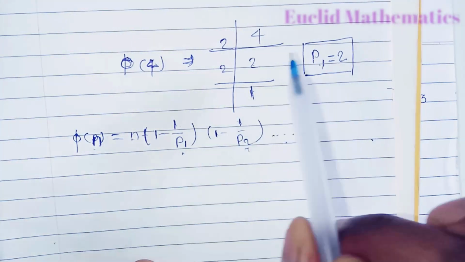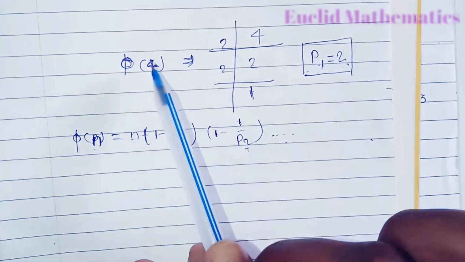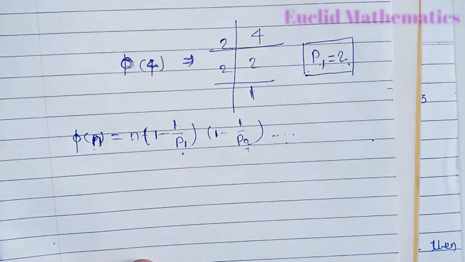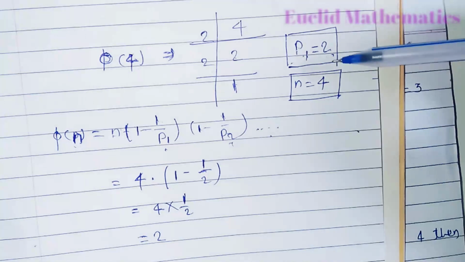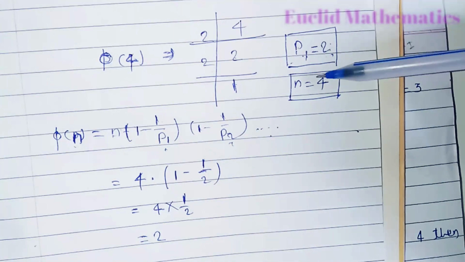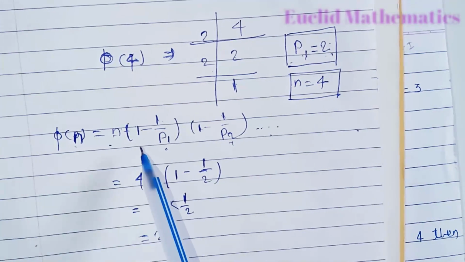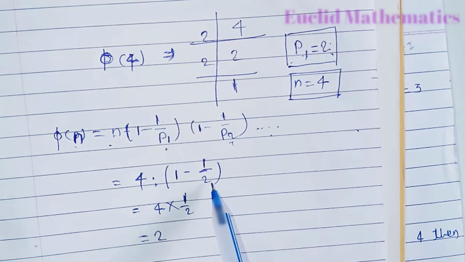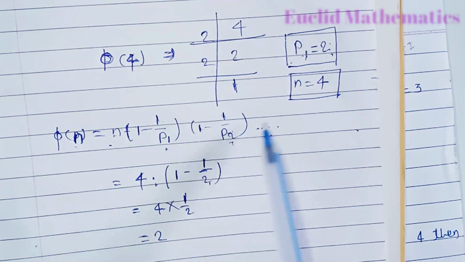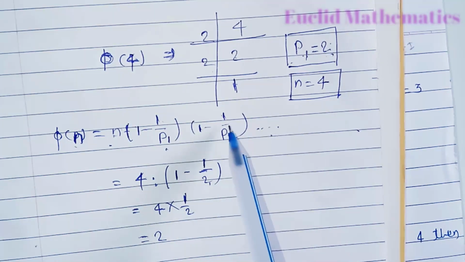So we have here P1 is 2 and n is equal to 4. Substitute these values here. So n is 4, and 1 minus 1 upon P1, where P1 is 2. The remaining P2, P3 are not there, so we do not have to worry about them.